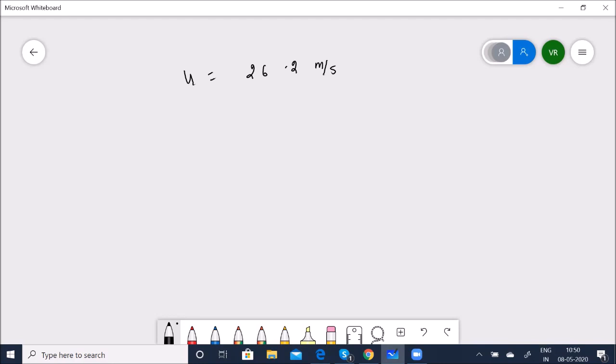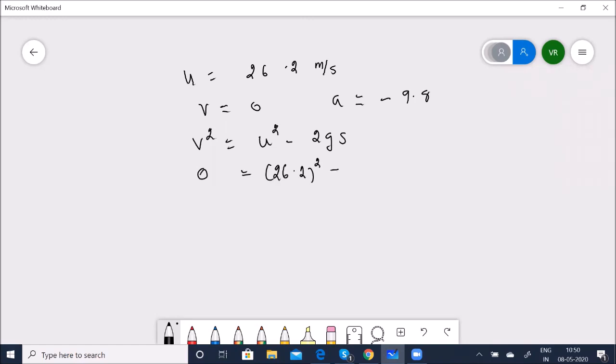And then final velocity, since it is going to go to a height and then stop, so final velocity V is equal to 0. And A, since it is going up, we are going to take it as minus 9.8 here. So we can use the equation V squared is equal to U squared plus 2aS, or here it is going to be minus 2GS. Final velocity is 0 here. U squared is 26.2 the whole square minus 2 into minus 9.8 into S. I have substituted the minus here, so you need not put minus 9.8 again.